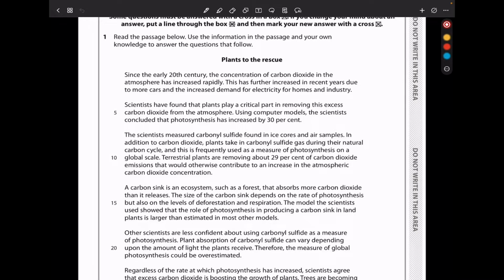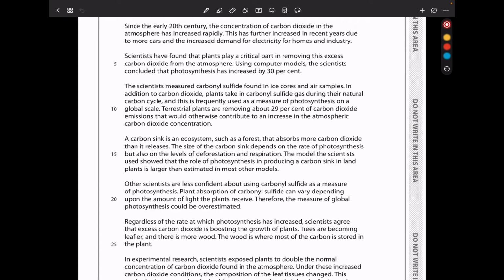Using computer models, the scientists concluded that photosynthesis has increased by 30%. The scientists measured carbonyl sulfide found in ice cores and air samples. In addition to carbon dioxide, plants take in carbonyl sulfide gas during their natural carbon cycle, and this is frequently used as a measure of photosynthesis on the global scale. Terrestrial plants are removing about 29% of carbon dioxide emissions that would otherwise contribute to an increase in the atmospheric carbon dioxide concentration.